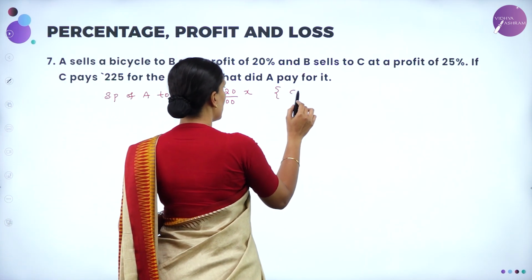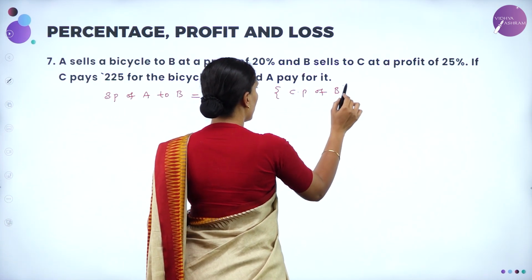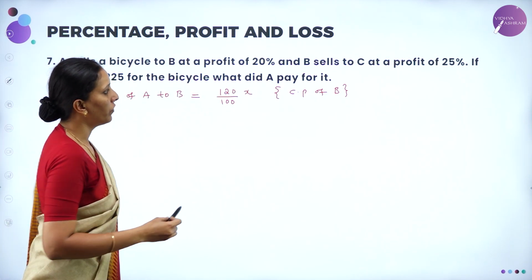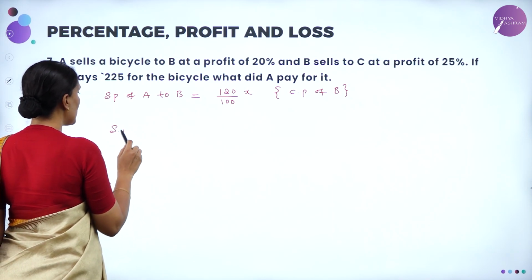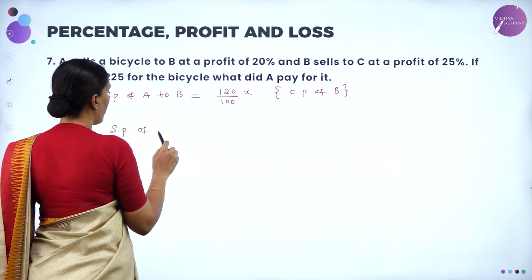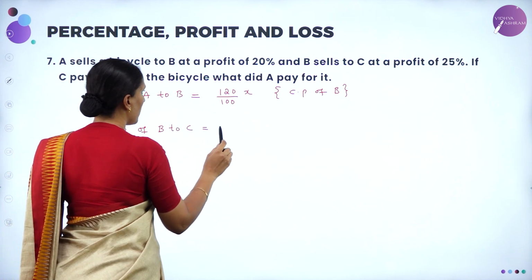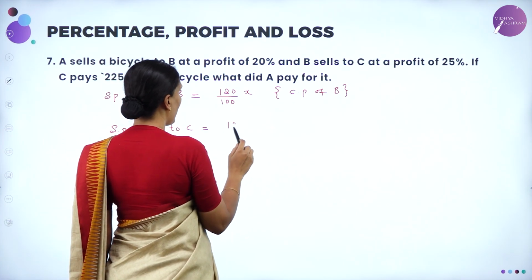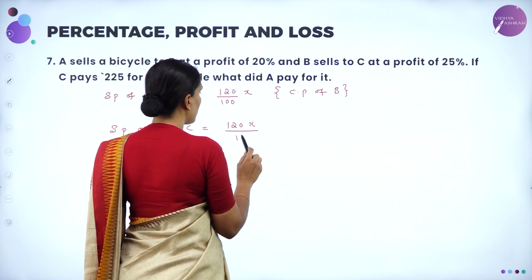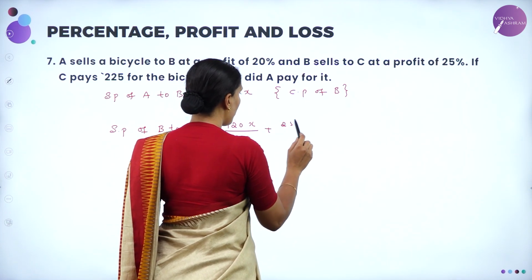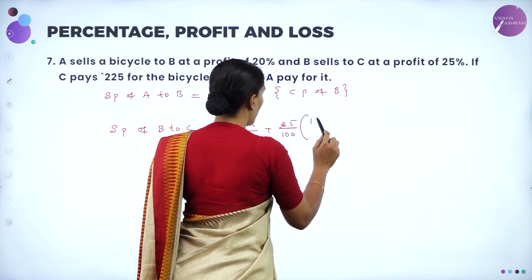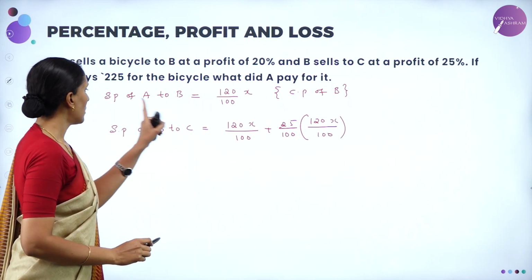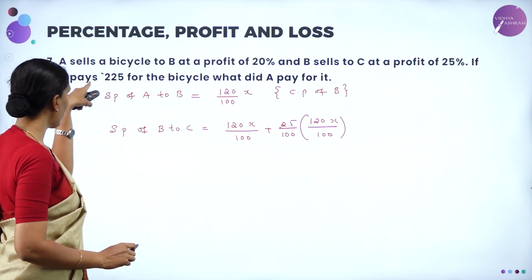So that is cost price of B. So now again B sells to C at a profit of 25%. So therefore there will be a new selling price, selling price of B to C. So this will be the new cost price and it is 25% more on the given cost price. So 120x by 100 plus 25% of 120x by 100. And whatever he has sold it to C is the amount given by C.